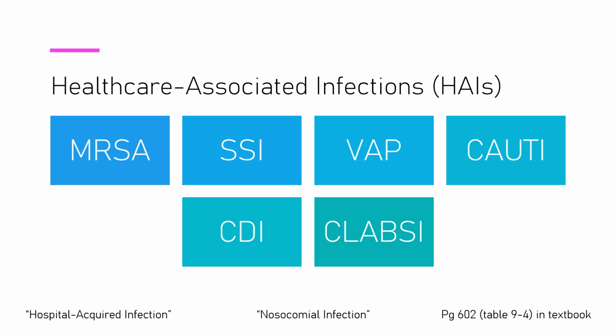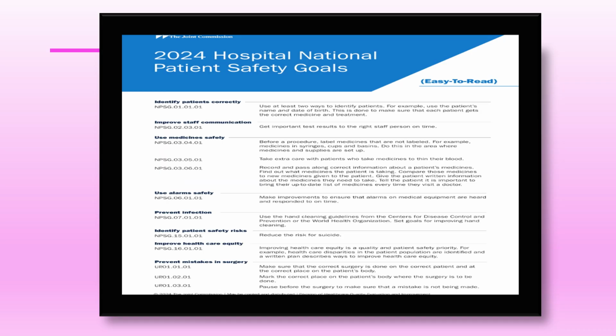Also note that improper hand hygiene is a cause for all the listed infections. This is a major responsibility for every healthcare team member. Every year, national patient safety goals are published. On this slide, you can see goal number 7, prevent infection, for the year 2024.